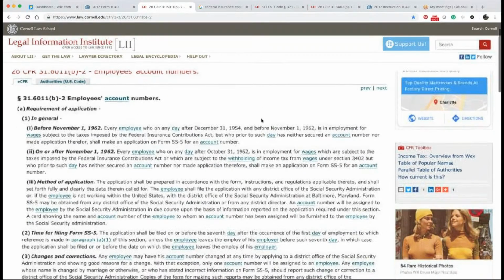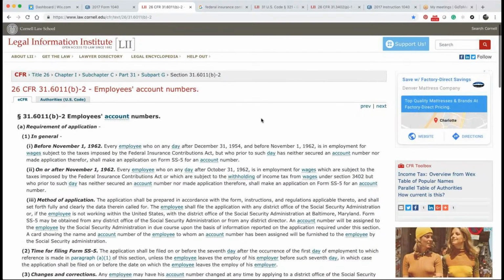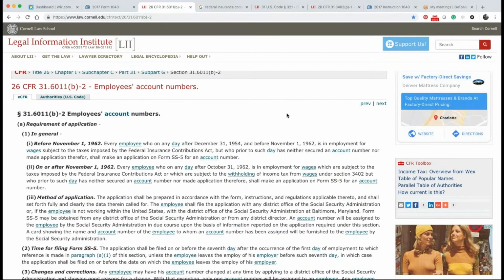All right, here we go. This is 26 CFR 31.6011(b)-2, employees' account numbers. The reason I'm showing you this one is because it's going to help you shut down your employer when he's trying to steal your money out of your check, saying he's got to do this and he's got to do that.